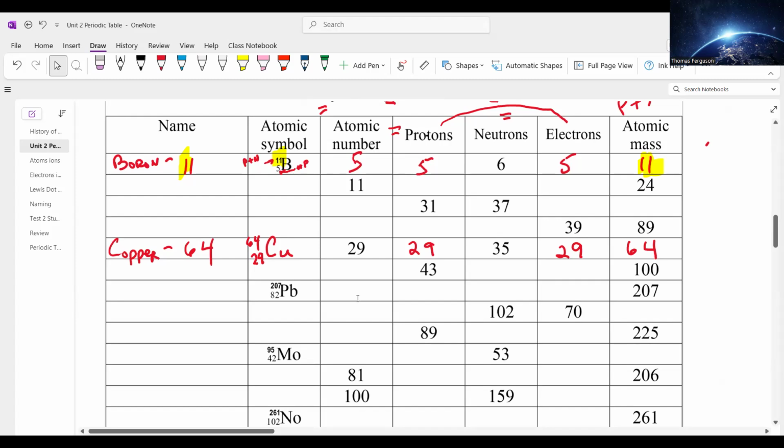Okay, so go ahead and do 3 or 4 of these. We're going to go on to ions next.